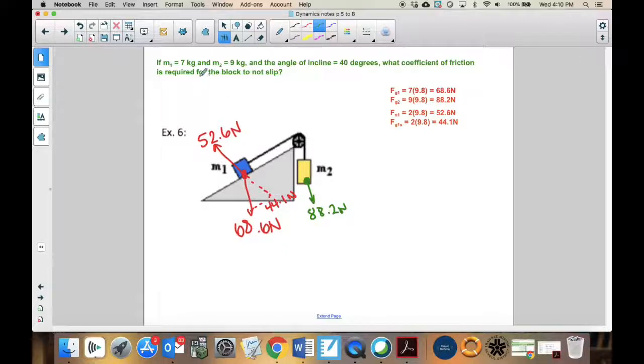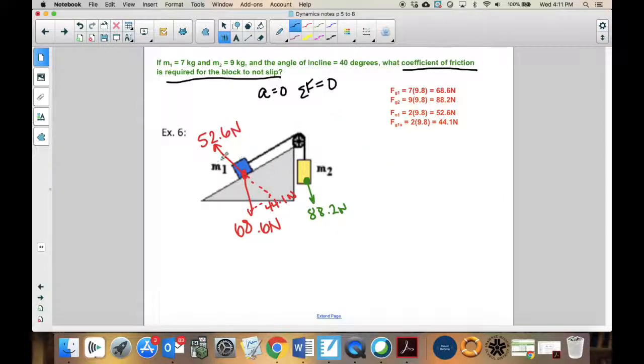On this problem, I'm given some information about the coefficient of friction. And so the question is, what is the coefficient of friction that is required for the block not to slip? If it's not going to slip, its acceleration is going to be 0, which means that the sum of our forces is going to equal 0 because it's not moving. And so we just need to figure out what that would take.